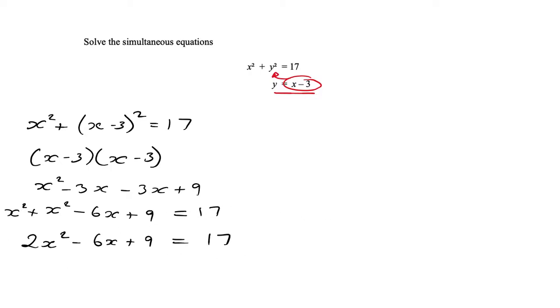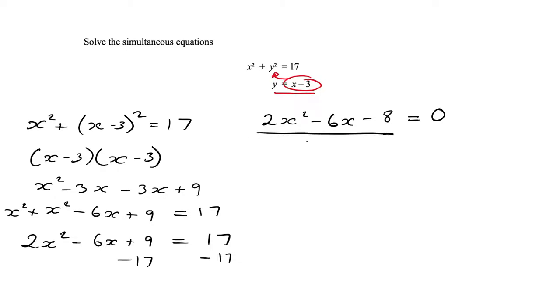Now again we can see a quadratic forming over here, so we need to make it equal to 0. So let's subtract 17 from both sides to get 2x squared minus 6x. 9 subtract 17 is going to give us minus 8, and that's now equal to 0. Now all of these are divisible by 2, so let's divide all of this by 2 to get x squared minus 3x minus 4, which is equal to 0.